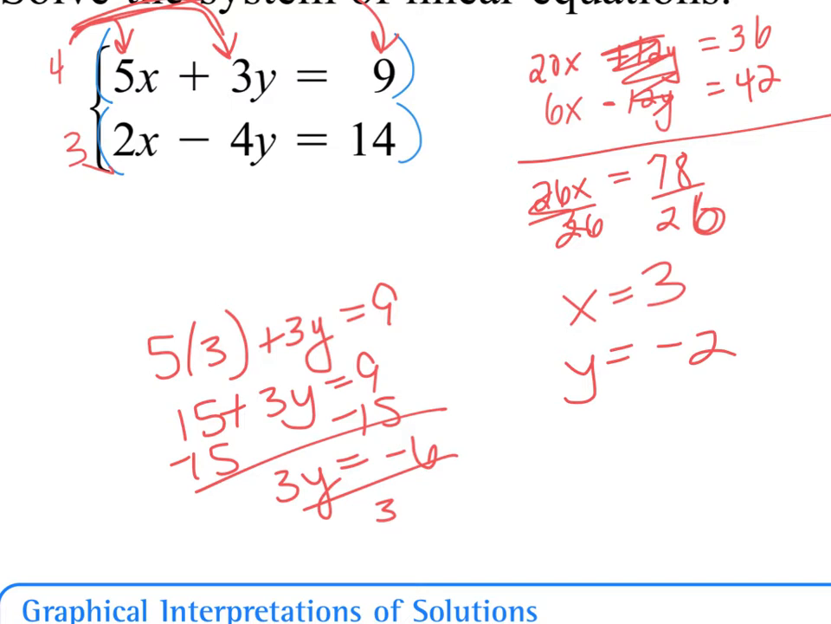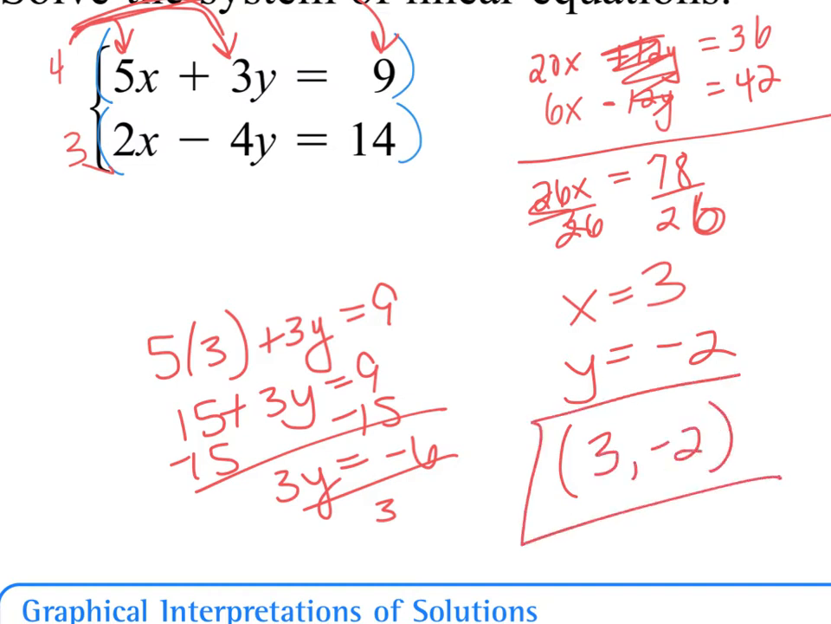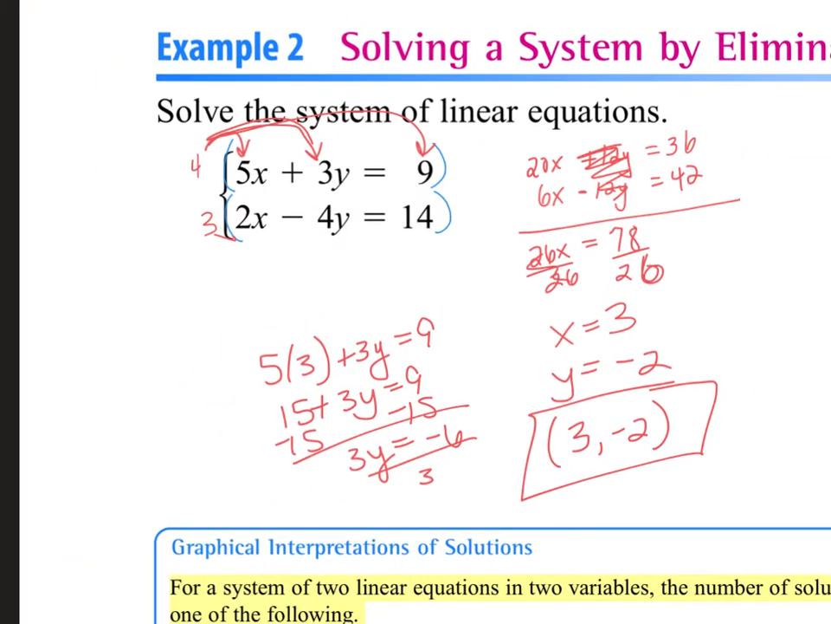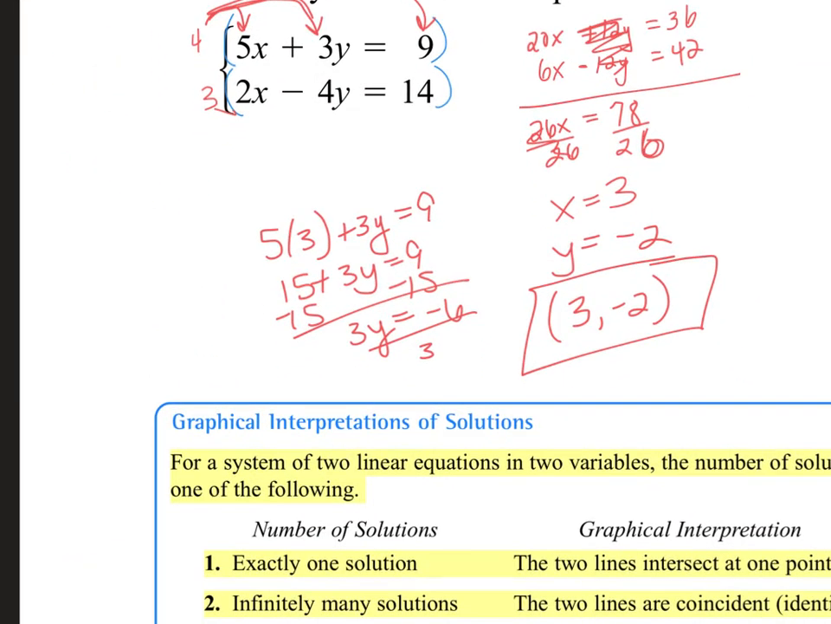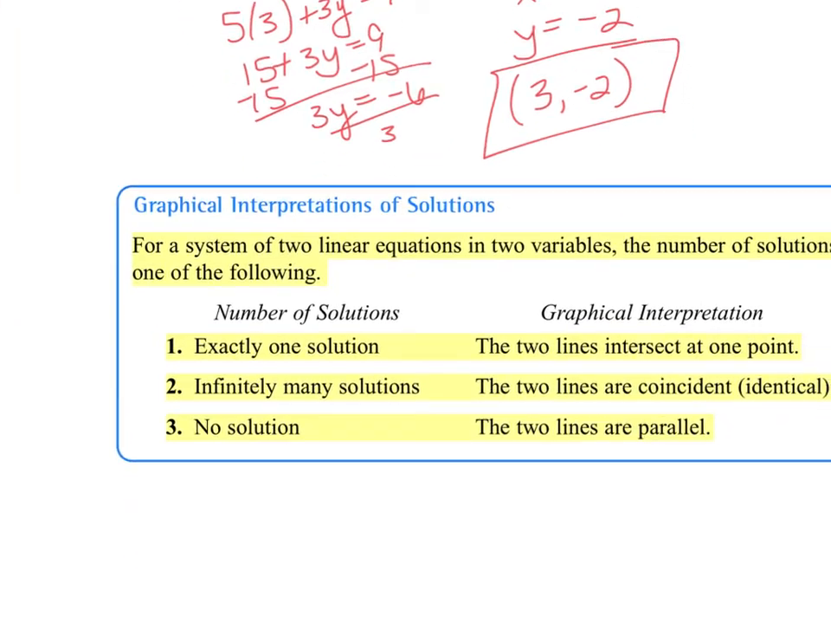Now, guys, if you leave your answer like that, it's a 10-point question. I'm taking 2 points off. How do we write our answer? As an ordered pair. (3, negative 2). Questions? Anybody have questions? All right, this should be a review here.